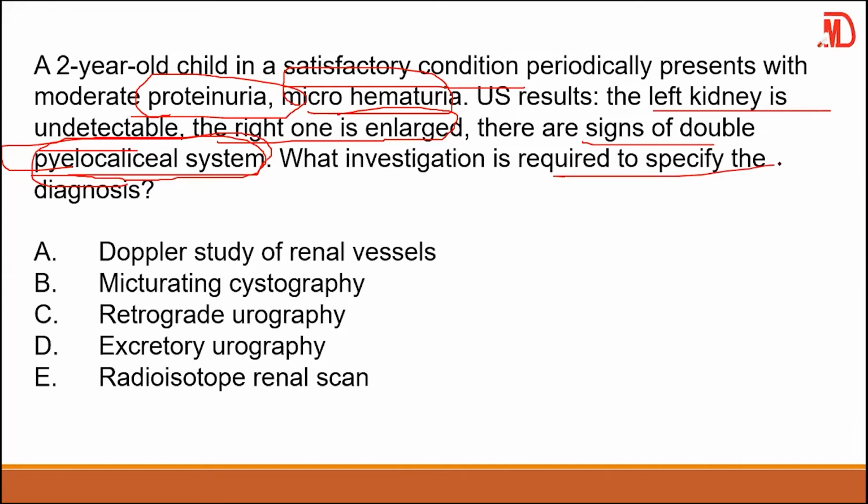What investigation is required to specify the diagnosis? We had a discussion on why we will not use this and why we will use that. We said we are going to use excretory urography because it's happening in a child. To check the pathology of the calyces, you have to use excretory urography. You can also use retrograde and the like, but we use those more in adults. If you have more information, please feel free to share. So the answer is D, excretory urography.